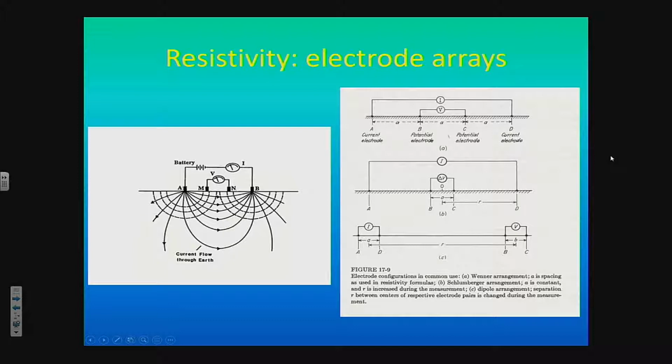There's another configuration where your M and N are very close together. Your A and B are further apart. That's called the Schlumberger. And then there's another one where your current electrodes are over here, and your potential measuring electrodes are here. It's called the dipole-dipole. Okay. So we'll be using all three of those types of arrays.